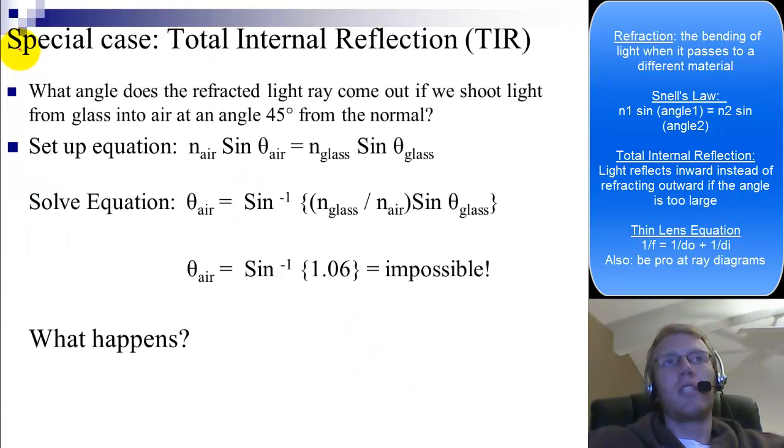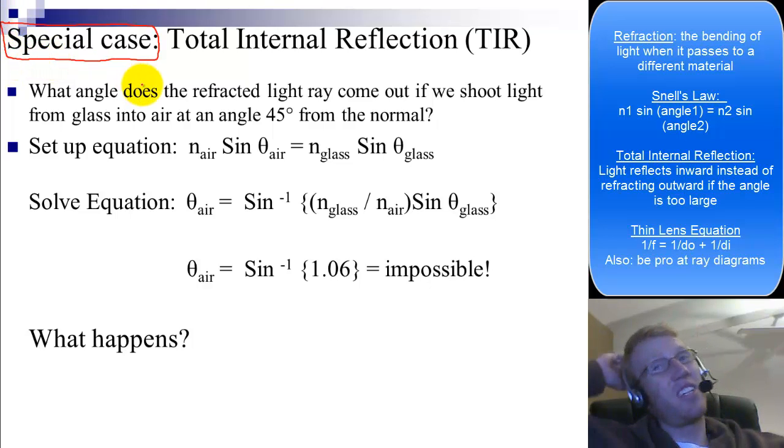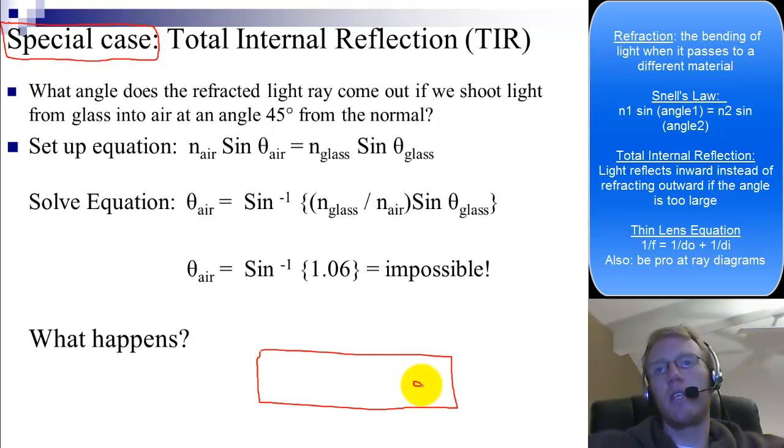Okay, so there is a special case. Because we're dealing with sine functions that have a limited domain, you can get things that are impossible, which is kind of cool. So what angle does the refracted light ray come out if we shoot light from glass into air at an angle of 45 degrees? Let's draw a little picture. Let's say this is our glass, and this is our air. Here's our normal line, and we shoot the light ray from the glass into the air. The light ray is coming this way, at a 45-degree angle. The question is, where does it come out?